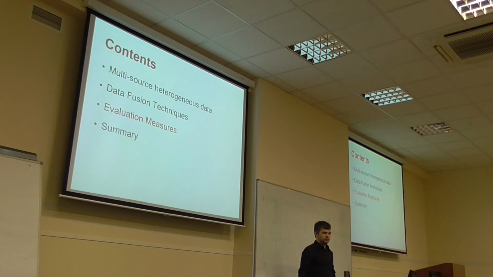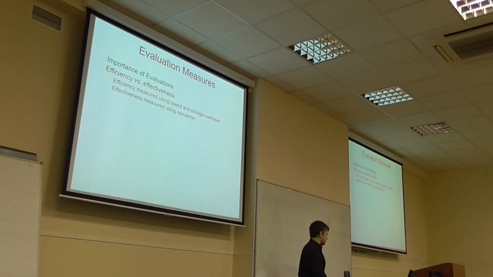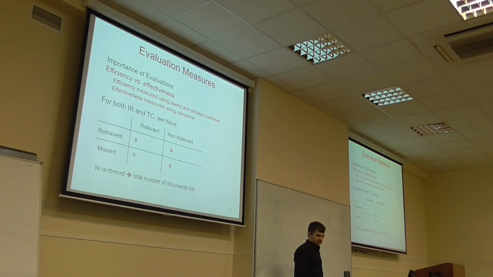I'll go through evaluation measures very fast. I guess all of you know some of the evaluation measures. They are supposed to capture efficiency and effectiveness, right? So we basically have four categories: A, B, C, D.